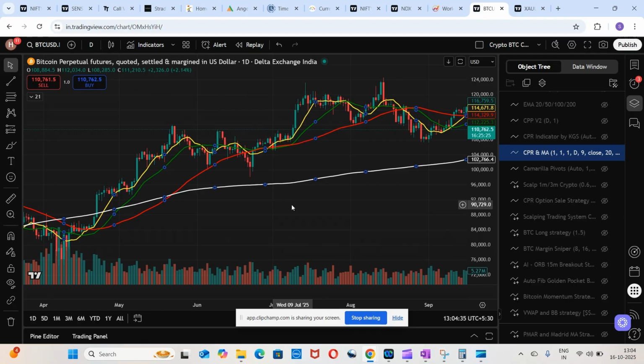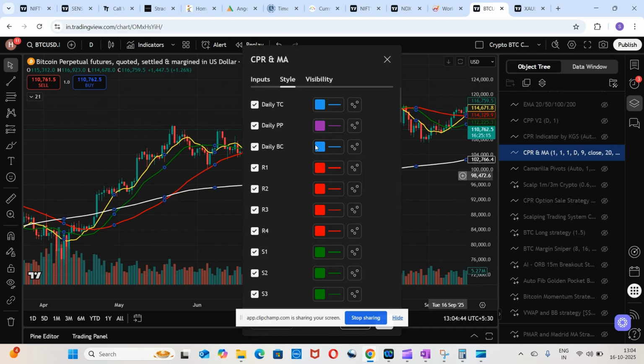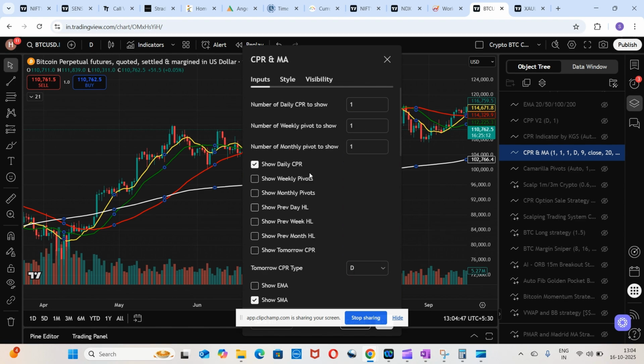Today we will go through another manual strategy. This indicator is called the CPR and MA indicator. What it does is plot the daily CPR for you. There are other indicators in it also, but our strategy's main focus is on CPR, which we discussed yesterday, how to use CPR for trading. But this strategy is CPR plus moving averages.